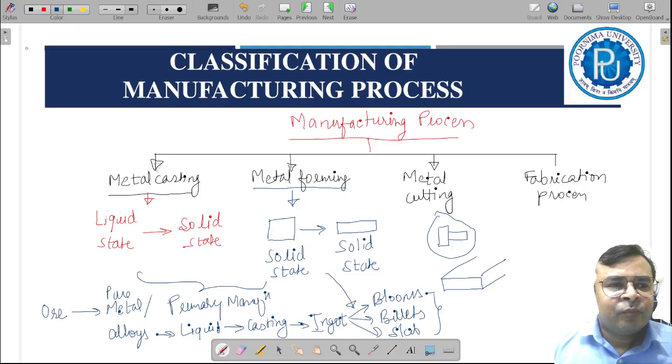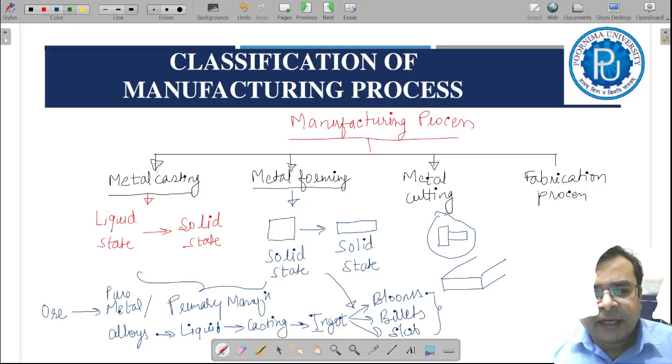Then simply you need to remove this extra material from this lump of material, and obviously it can be performed by metal cutting. Then this is called a metal cutting process. So simply, if I say it's a definition, then metal cutting is a process in which the desired shape and size can be obtained by removing extra material in the form of chip. So this is called metal cutting.